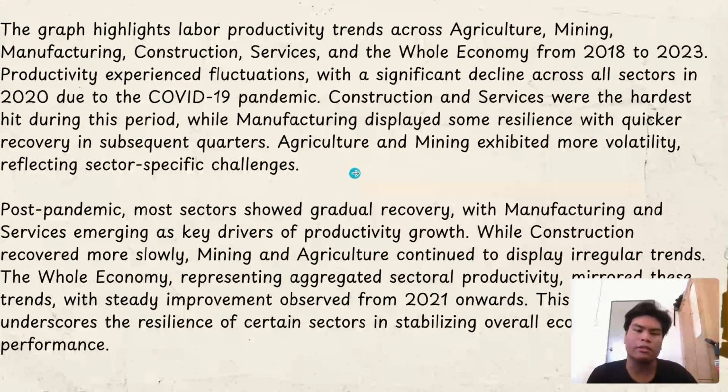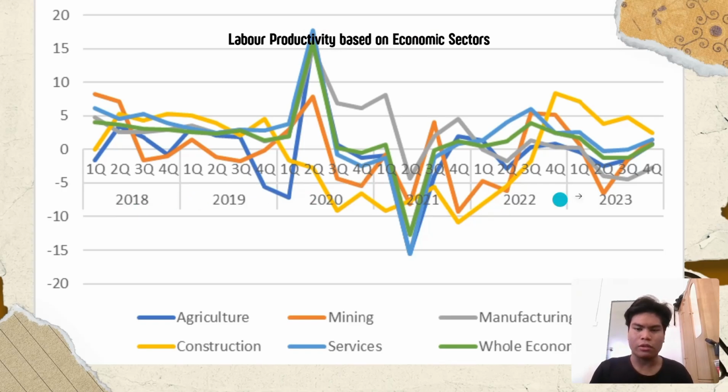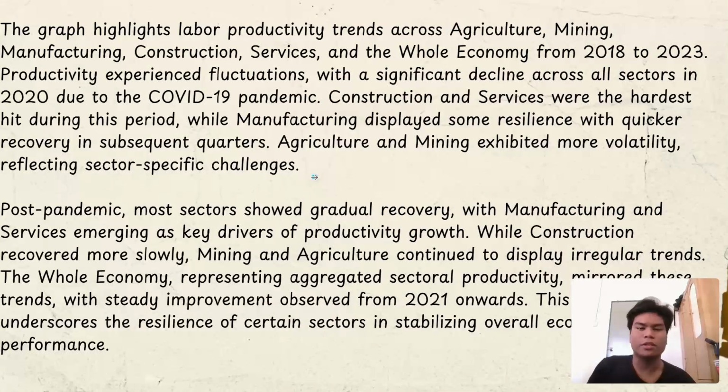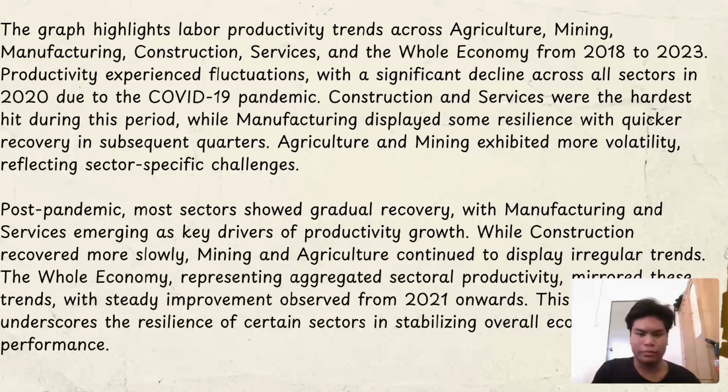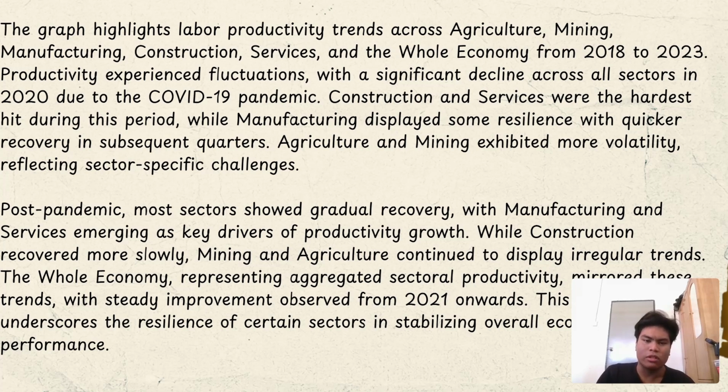The graph highlights labor productivity trends across agriculture, mining, manufacturing, construction, services, and the whole economy from 2018 to 2023, which is over here. Productivity experienced fluctuation, with a significant decline across all sectors in 2020 due to the COVID-19 pandemic. As you can see, there is a very high peak starting from the second quarter. Construction and services were the hardest hit during this period, while manufacturing displayed some resilience with quicker recovery in subsequent quarters. Agriculture and mining exhibited more volatility, reflecting sector-specific challenges.